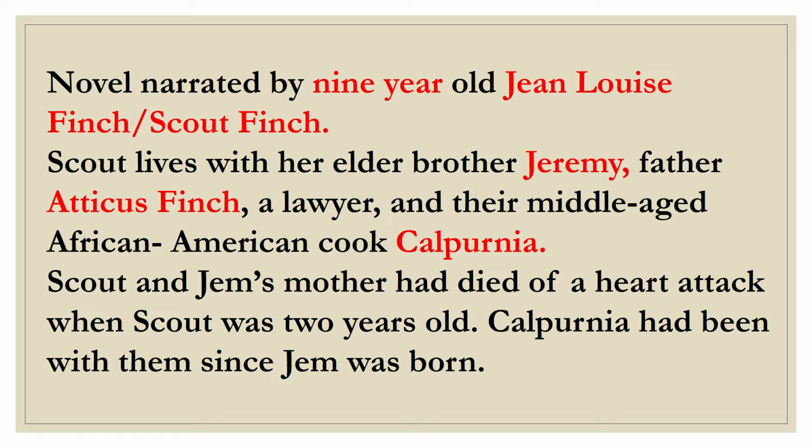Calpurnia had been with them since Jem was born. Calpurnia was the one who maintained discipline at home, and Atticus fully supported Calpurnia when Scout got into arguments with her. Both kids found their father very satisfactory. He played with them, he read to them, and he treated them with respect.